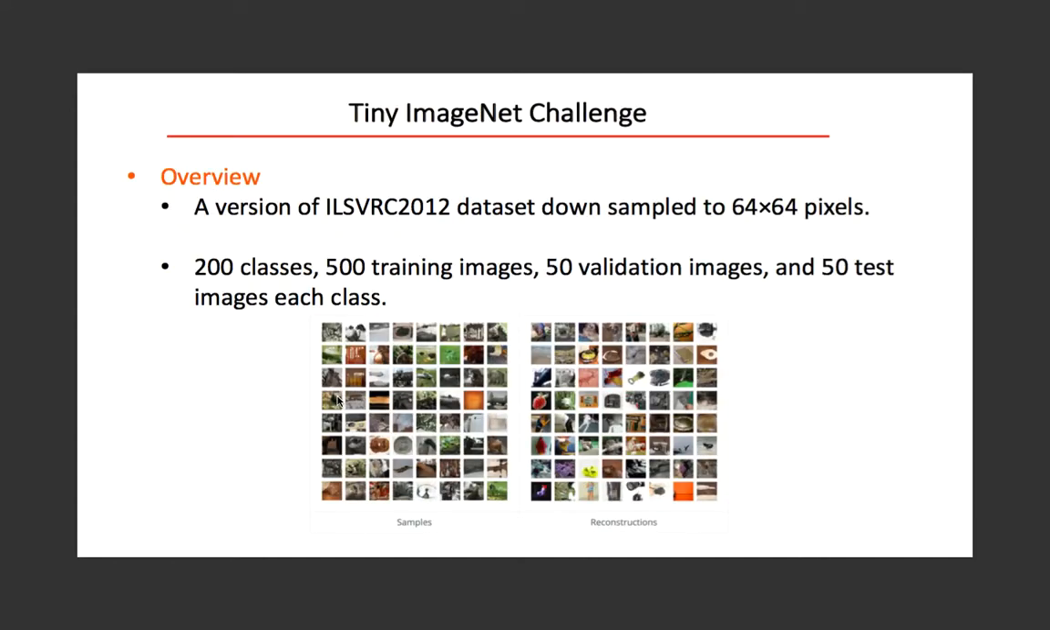So Tiny ImageNet is a version of ImageNet dataset downsampled to 64 times 64 pixels, and it has 200 classes. The task is that for each given input, the network should be able to predict which class it belongs to.